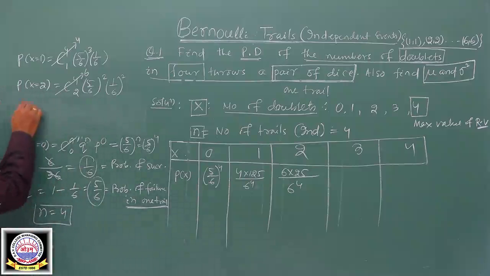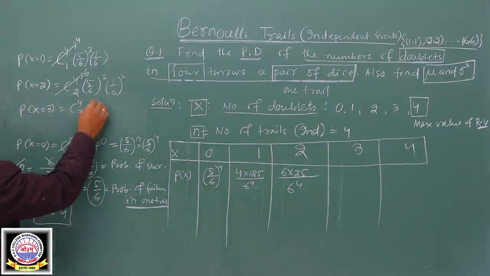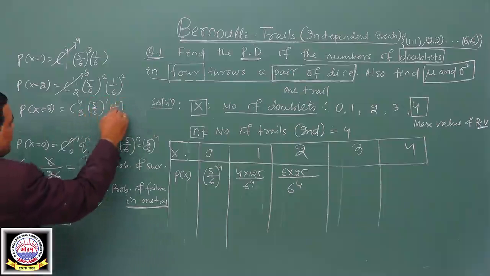Then I will go to P(x=3). This is 4C3, 5 by 6 to the power 1, and 1 by 6 to the power cube.